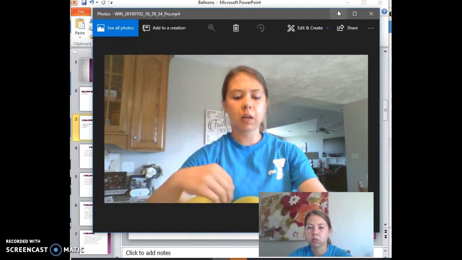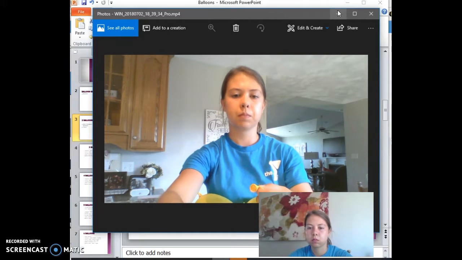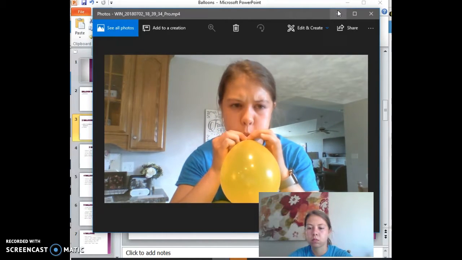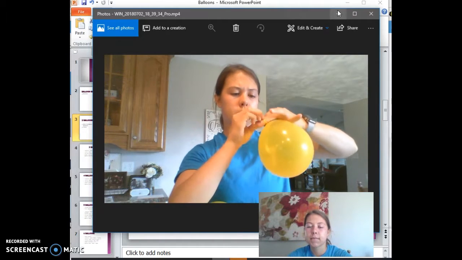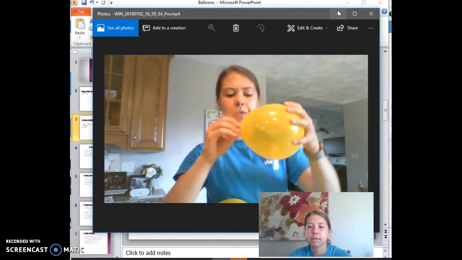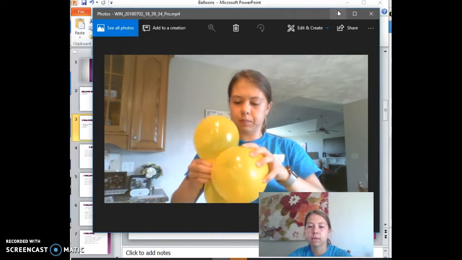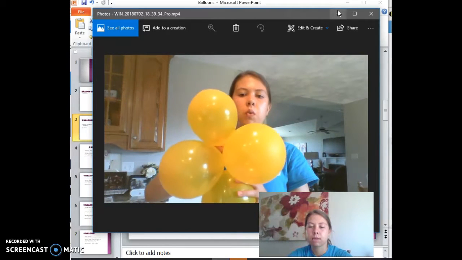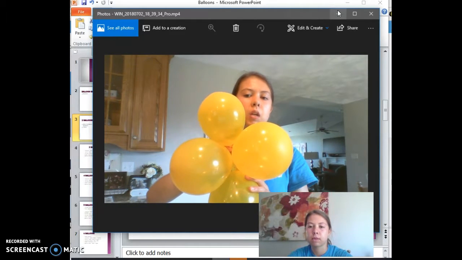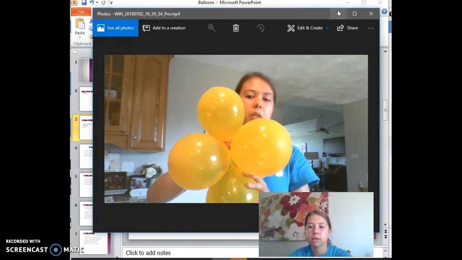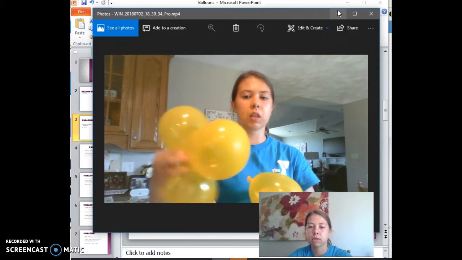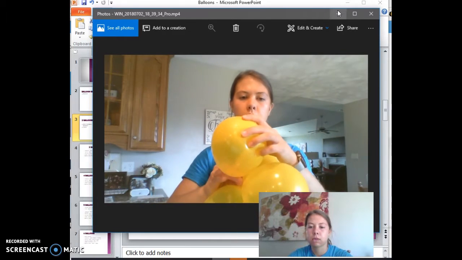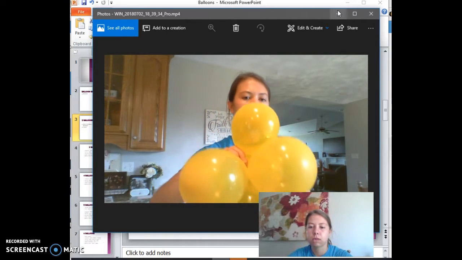And now, whenever I blow my 5th balloon up, with 5 balloons put together, this forms a trigonal bipyramid, also known as a triangle plane position. 3 of them are in the triangle plane position, and then 2 are placed in opposite directions of each other.